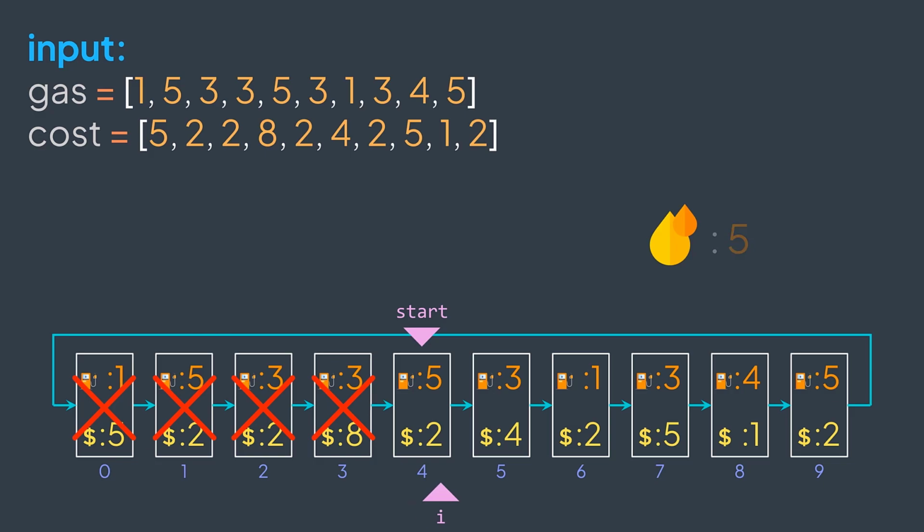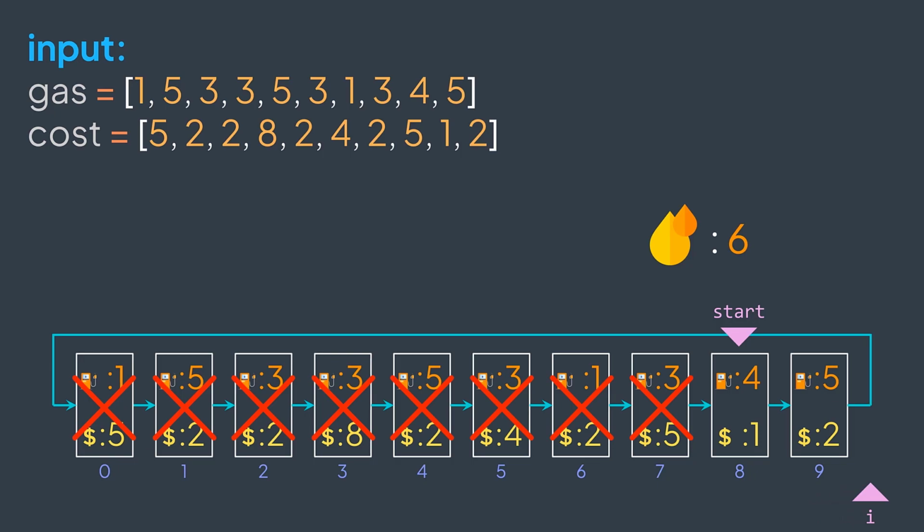We add 5, we pay 2, remaining becomes 3. We add 3, we pay 4, remaining becomes 2. We add 1, we pay 2, remaining becomes 1. We add 3, we pay 5, remaining becomes minus 1, negative. Once again, we directly start again from I plus 1. We add 4, we pay 1, remaining becomes 3. We add 5, we pay 2, remaining becomes 6. And we finish traversing the array. The candidate is station 8.